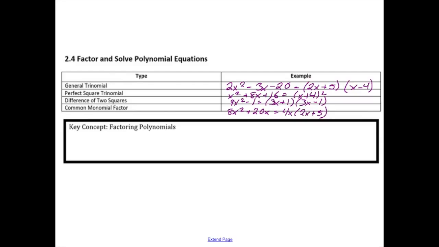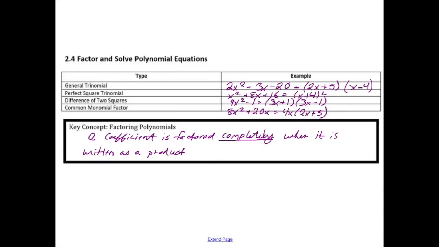A key concept in factoring polynomials is that a polynomial is factored completely when it's written as a product of unfactored polynomials or unfactorable polynomials. So I know that I'm completely factored when all the pieces of my polynomial can no longer be factored any further.